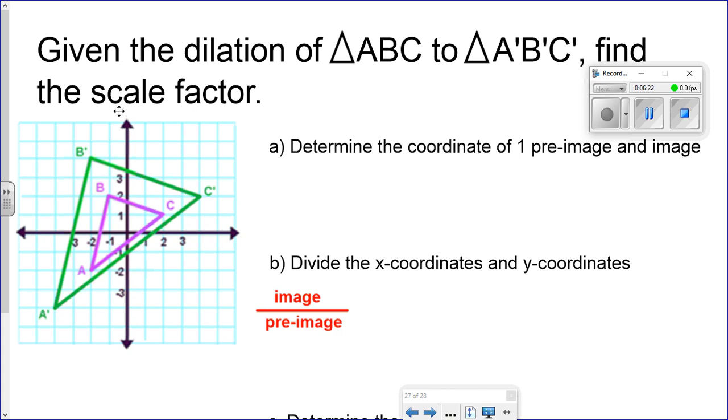So if we want to find the scale factor, what we're going to do first is determine the coordinates of one point of the pre-image and its corresponding image. So in this case, I'm going to just go ahead and use point B. So point B has the coordinates of -1, 2, and then B prime has the coordinates at -2, 4.